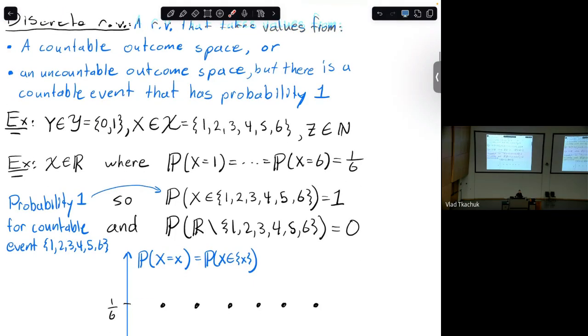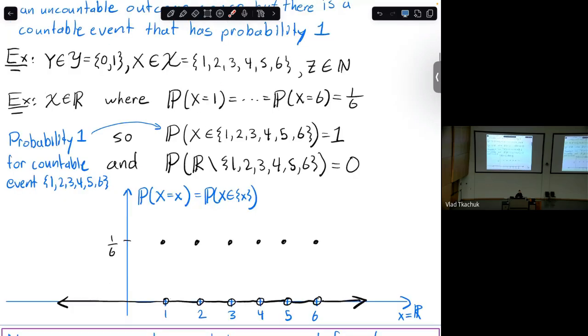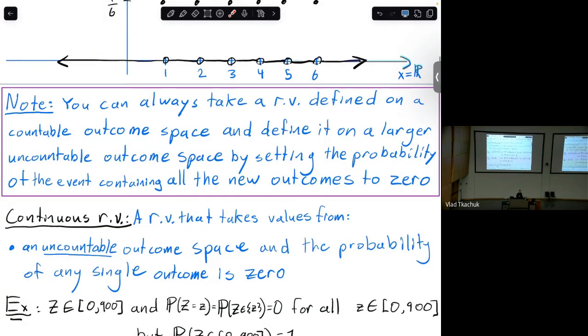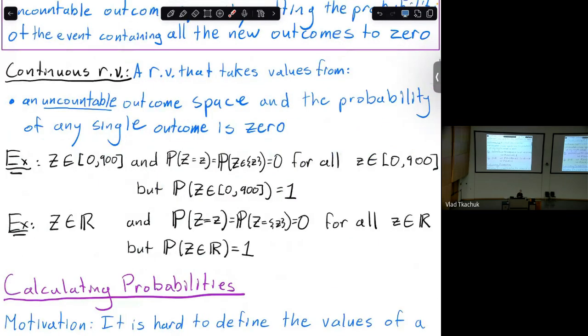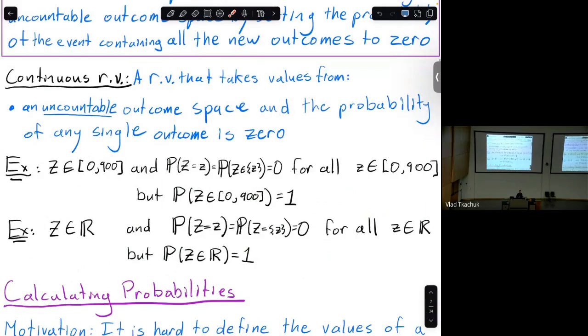And so here are some examples of discrete random variables. The random variable describing your coin flip: the outcome space is just 0 and 1. That's a discrete random variable. For the roll of a die, it's 1, 2, 3, 4, 5, 6. That's a discrete random variable. And that's all you need to know for discrete random variables, really. There's an extra caveat about uncountable stuff that you can maybe read in the course notes. It's not that important.